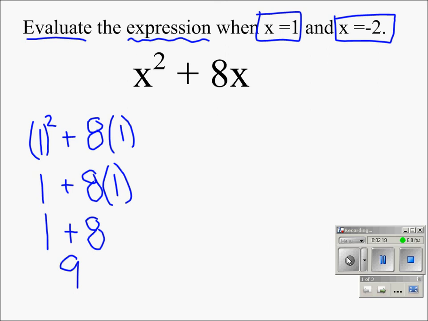Now let's look at it again for a different number. Let's evaluate it for when x equals -2. So same thing, you're starting off the same, where anytime you see an x, you replace it with -2. So we have (-2) squared plus 8, and then I see another x, so I put a (-2). Again, putting my number in parentheses just for clerical reasons.